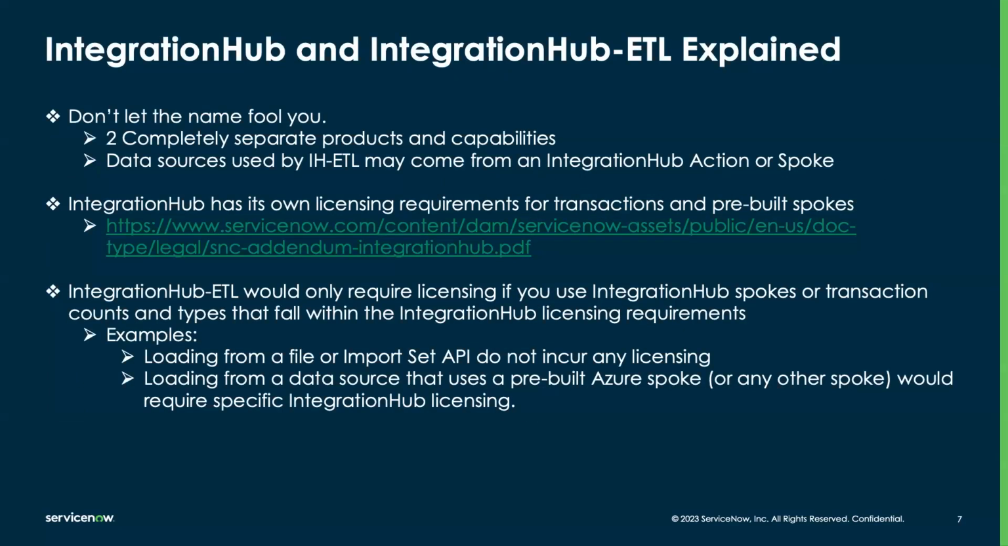So one point of clarification, because we get the question a lot, is there's Integration Hub and Integration Hub ETL. What are the similarities? What's the difference? Just to break it down pretty simply, they are two completely separate products. Integration Hub has a lot of pre-built spokes and a lot of integrations into third-party systems, whereas Integration Hub ETL is really just a tool that is used to build data integrations and is commonly used by our service graph connector engineers to build service graph connectors. Now, Integration Hub ETL may use as its data source certain Integration Hub actions, but at the end of the day, Integration Hub on its own has its own licensing and its own product teams within ServiceNow and so on. So just don't be confused by the naming convention there.